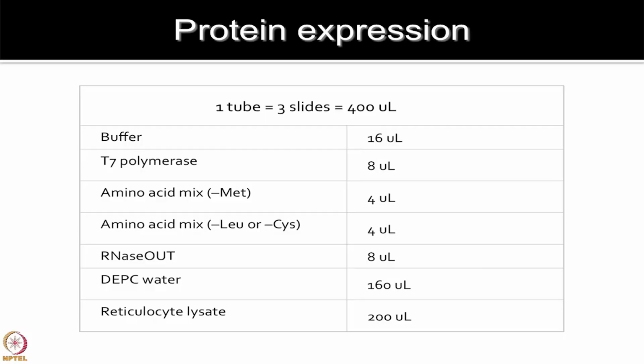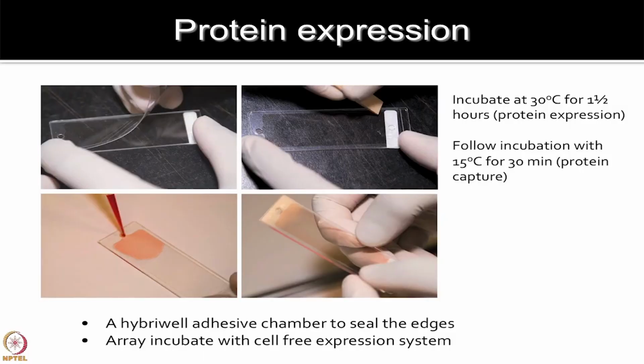Finally, once you have printed these arrays, you want to do the protein expression. One could use different ways of doing the cell-free expression. One example shown here uses the IVT mix, which contains T7 polymerase, amino acid mixture, ribonuclease inhibitor, DEPC water and rabbit reticulocyte lysate. All of this comes in a tube, and you use it to express the protein of interest, as shown on the next slide.